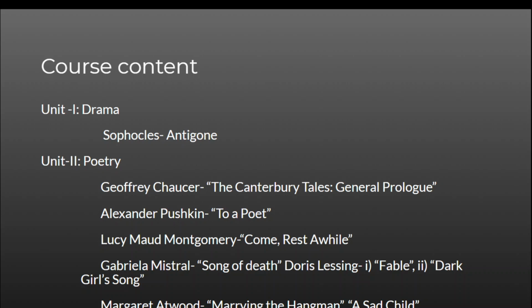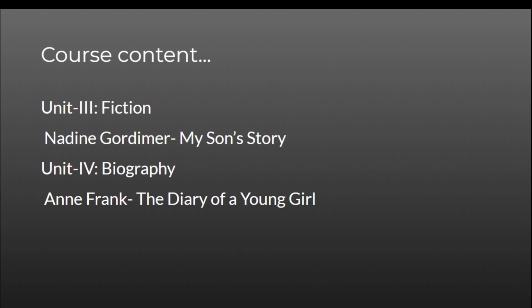Along with these poets, in this course, we are going to learn the biography of Anne Frank, the diary of the young girl, and a novel written by the famous South African novelist Nadine Gordimer. The title of the novel is My Son's Story. This is all about the content of this paper, where we are going to learn fiction, biography, poetry, and drama.